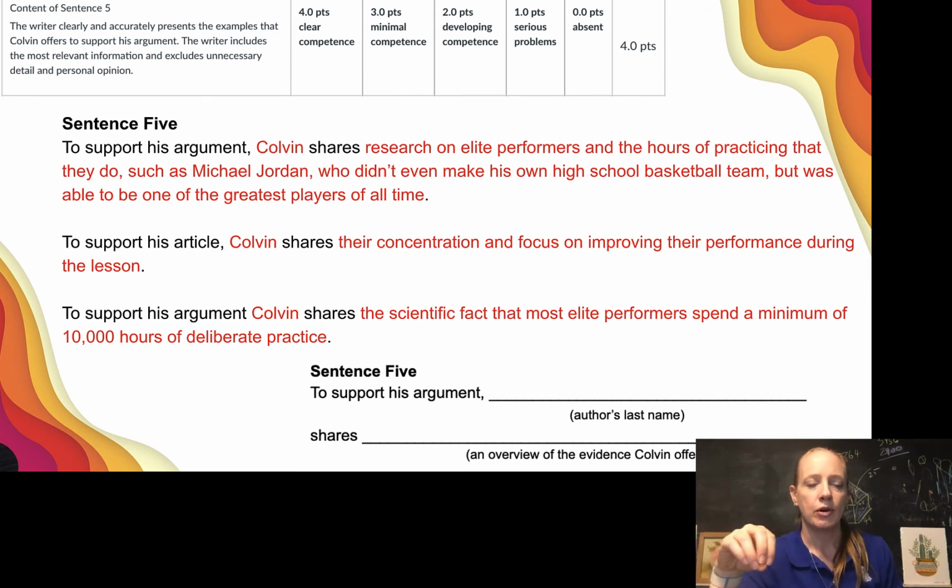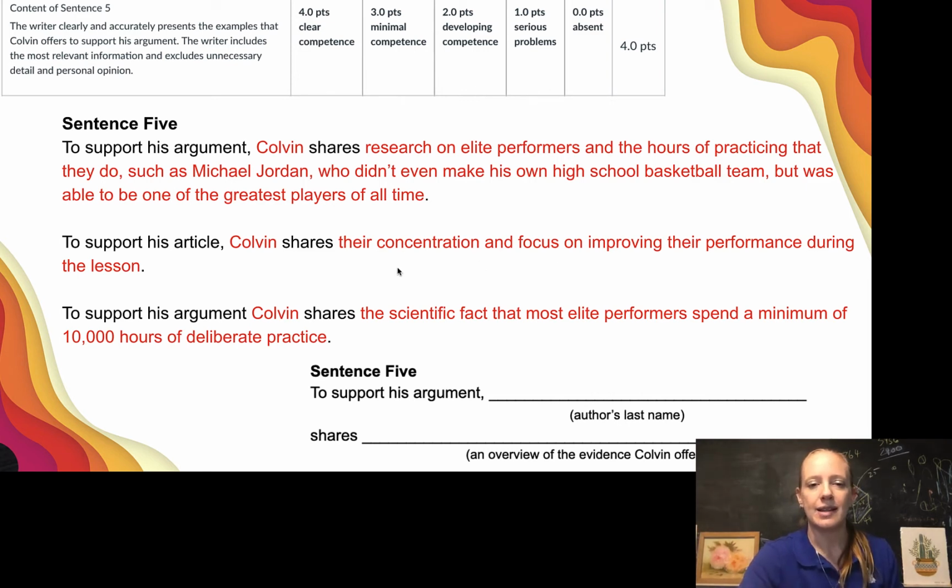The next one: "To support his article, Colvin shares their concentration and focus on improving their performance during the lesson." Now right away, this is pretty problematic because Colvin shares their concentration. Whose concentration? Where is that coming from? What's the "they" in this sentence? And whose focus on improving what performance? And "during the lesson," that doesn't make sense with what Colvin is arguing. So this one is going to be in the 1 or 2 range. I probably, again, would give it a 2 just because I like to give more credit where I can.